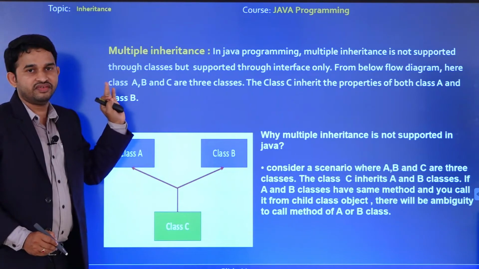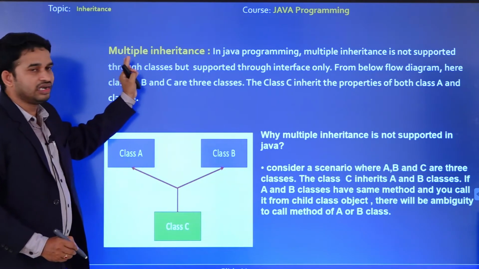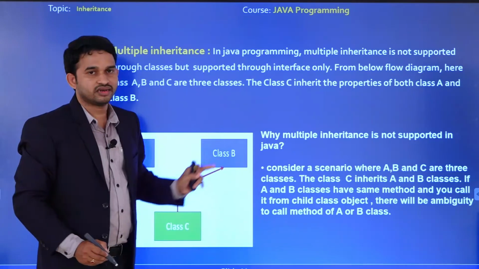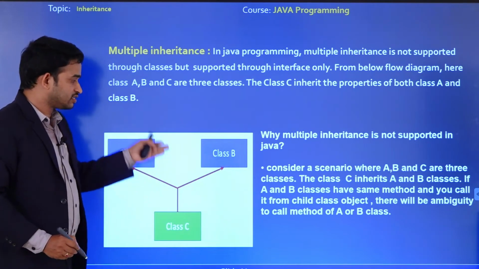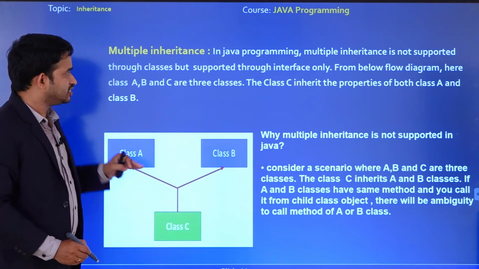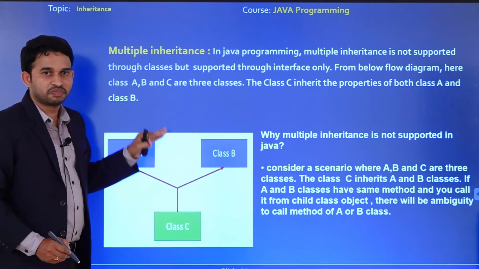Okay. Next we go for one more type of inheritance, that is what? Multiple inheritance. This is very, very important. So next type is what? Multiple inheritance. Means in Java programming, multiple inheritance is not supported, but it is done with the help of the interface concept. But in general, multiple inheritance is not possible in Java.